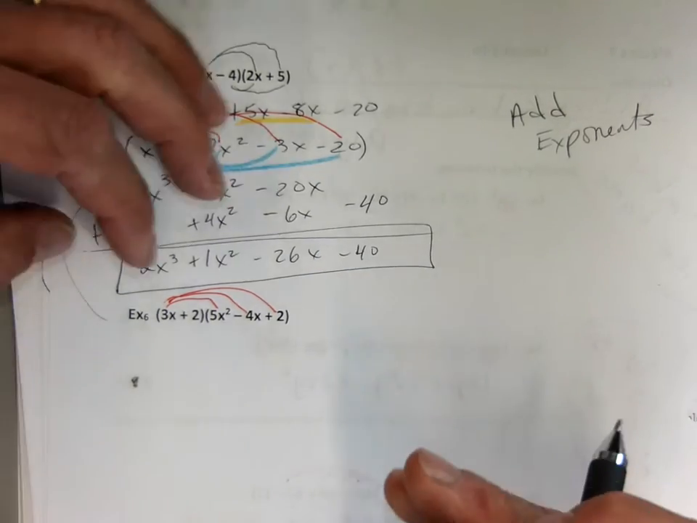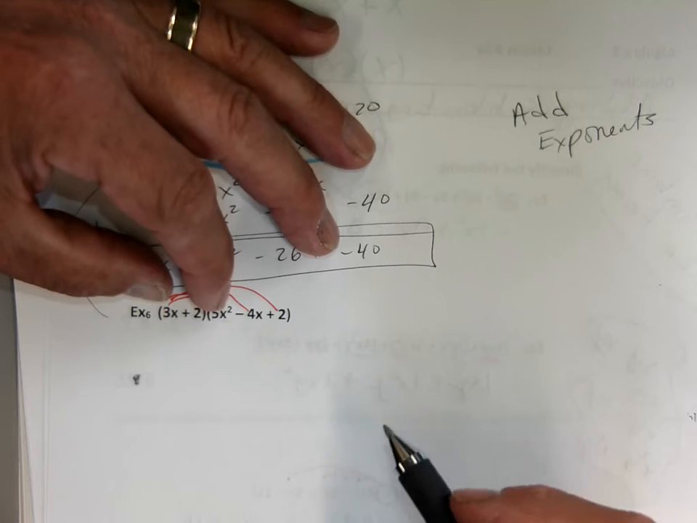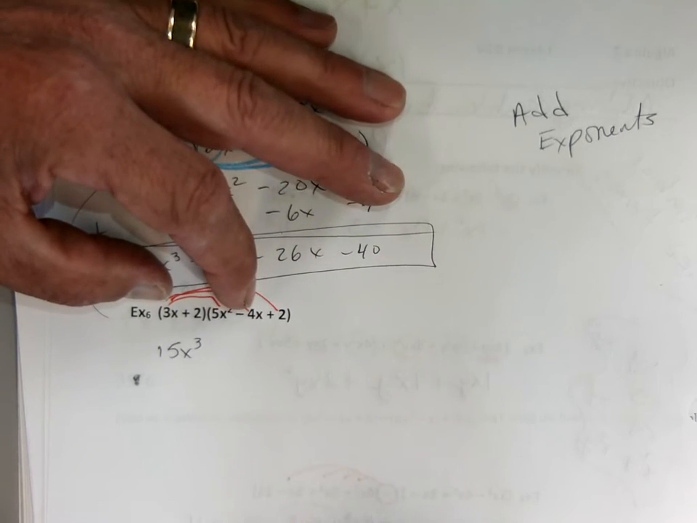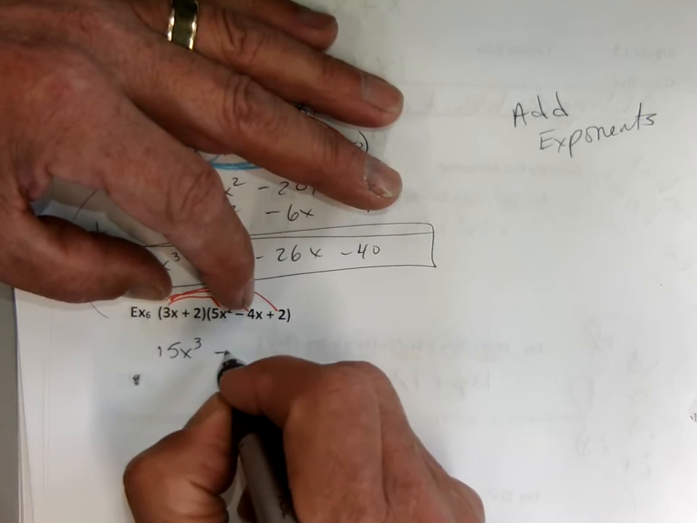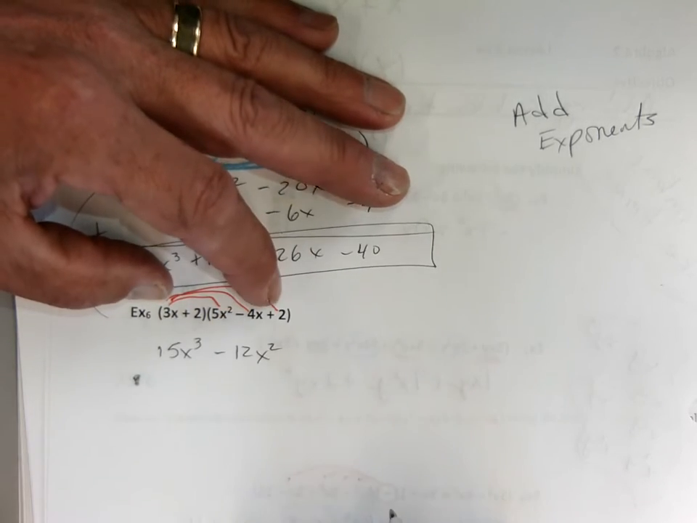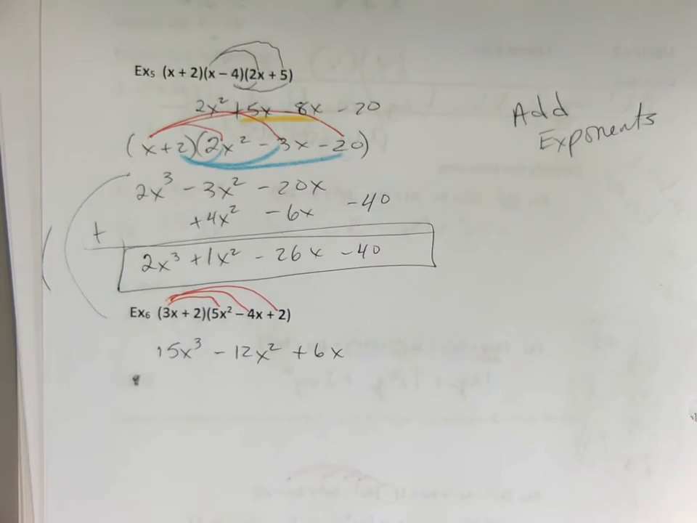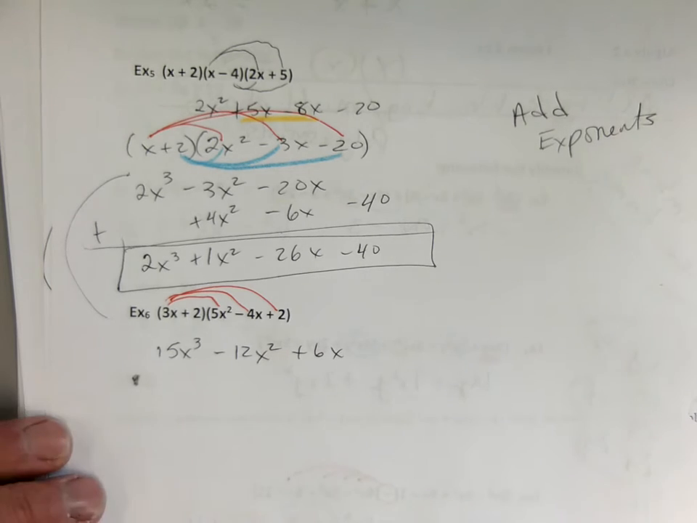Adding exponents, so I'll go 3x times 5x squared makes a 15x cubed. 3x times a negative 4x makes a negative 12x squared. 3x times 2 is a positive 6x. Am I doing okay? I'm not going too fast? Go okay? And I have to do the same thing.